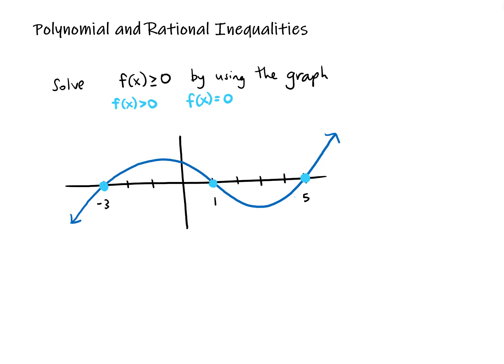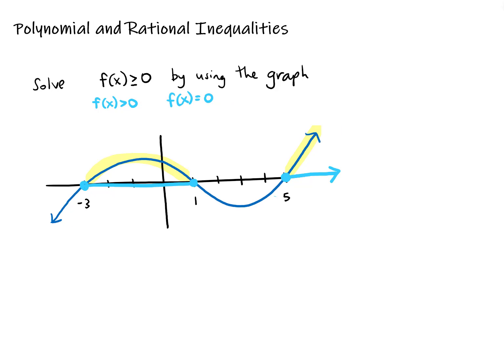So looking at the graph, we can see that it's positive over here and over here, meaning in between the boundary points -3 and 1, and from 5 going all the way to positive infinity. Now notice that I've done two things. I've looked at the graph and highlighted where the y value is positive, but now I'm going to answer for the x values where that's true. So my interval will be the interval from -3 to 1.